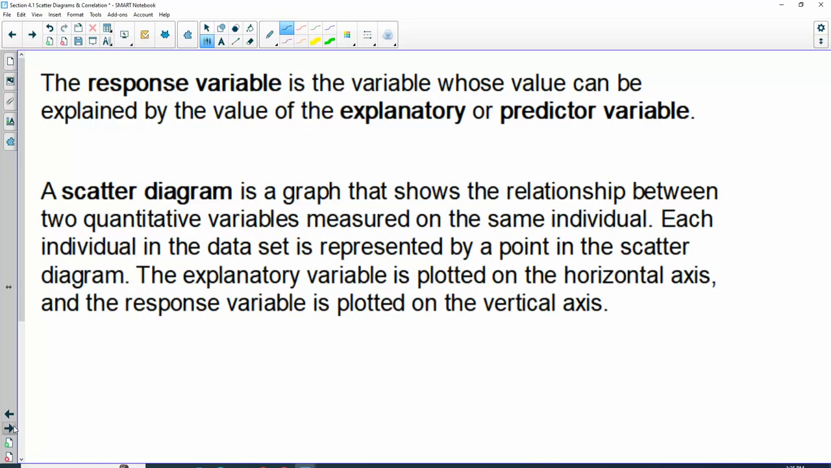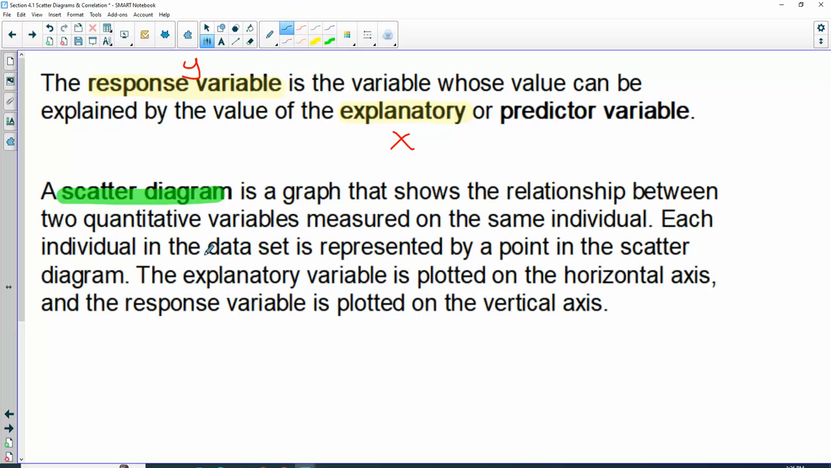The response variable, we've talked about response and explanatory variables back in the first chapter, but just remember, the response is the variable whose value can be explained by the explanatory variable. So basically when we're graphing, your explanatory is like your x, your response variable is your y. So the response is the thing that's varying, that's our y value on our graph. The scatter diagram is just a picture that shows the relationship between those two things, so looking at those different points.